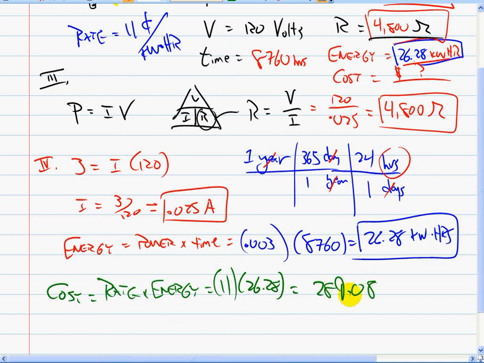Anybody know what the power company will round that up to? They'll round that up to what? $2.90 is what you'll have to shell out, okay? So to run a nightlight all year, leaving it on 24/7, it doesn't cost very much at all, because a nightlight's only like 3 watts, right? But little things add up.